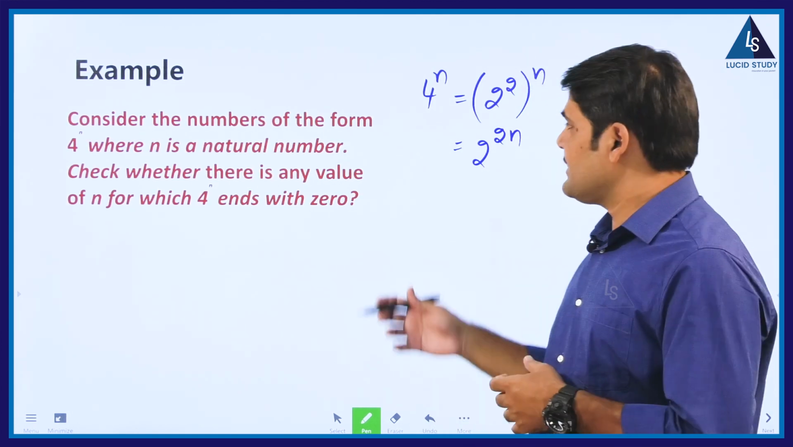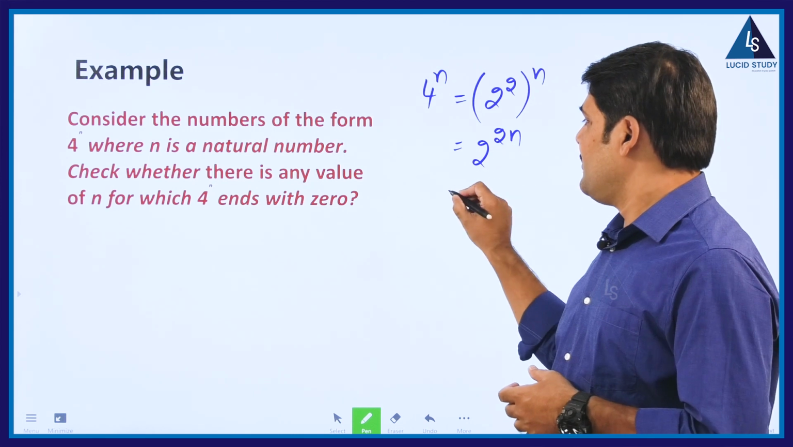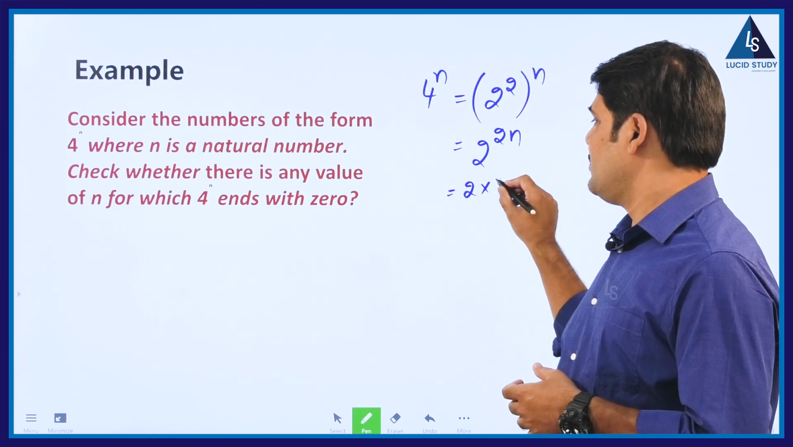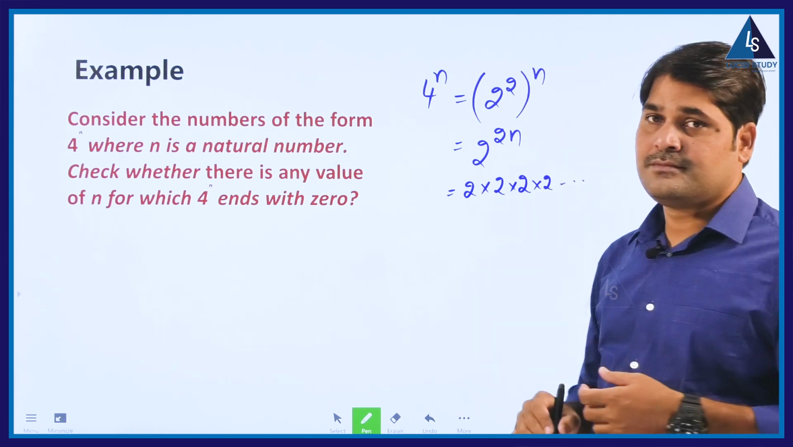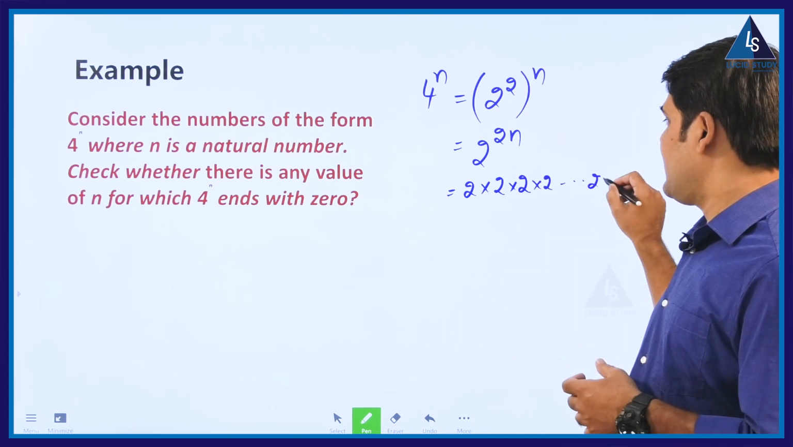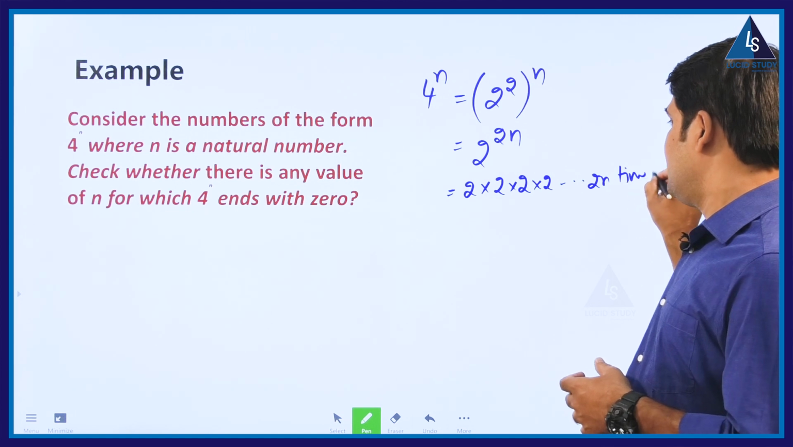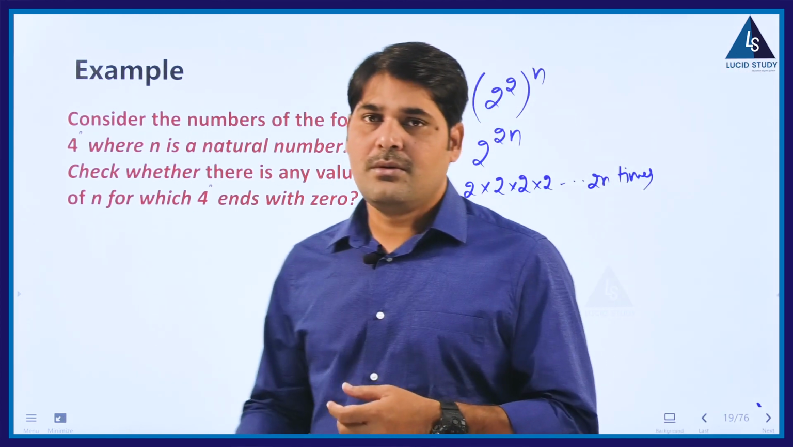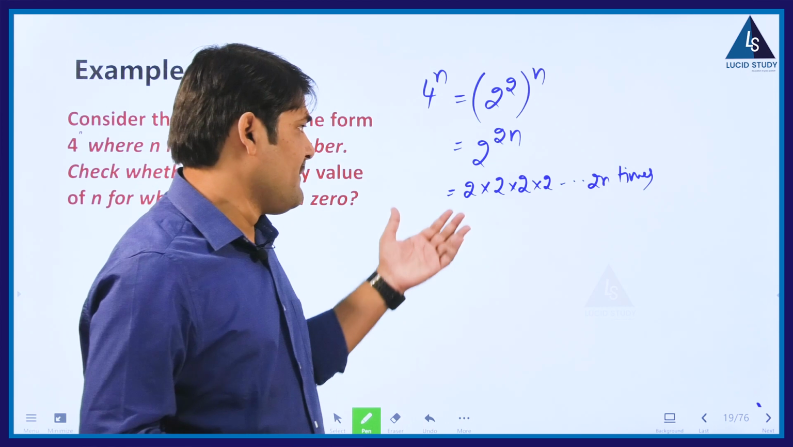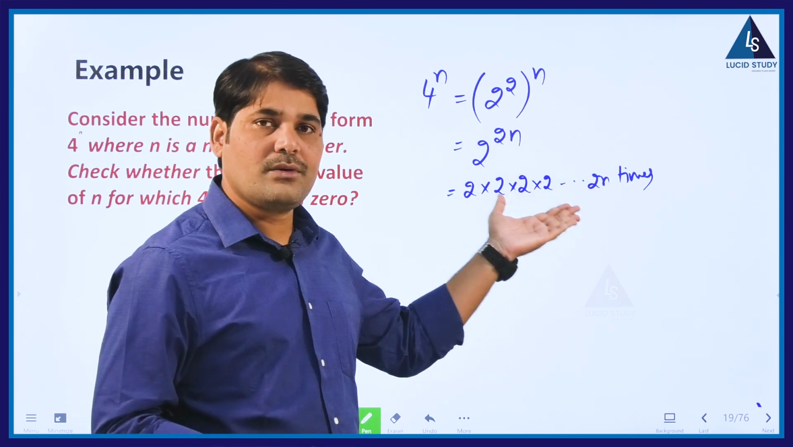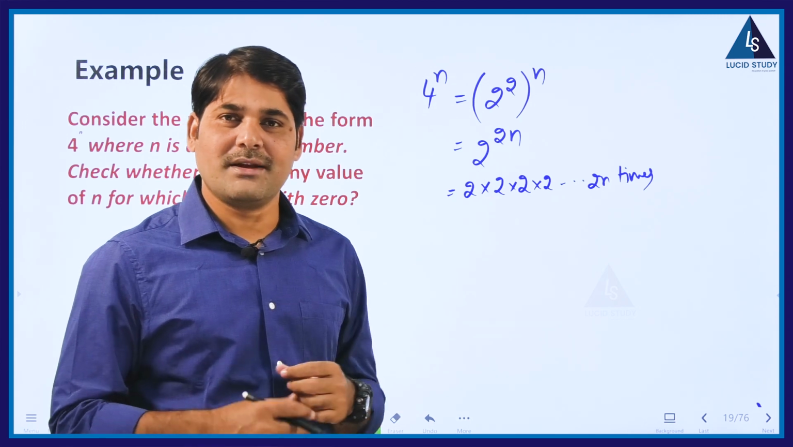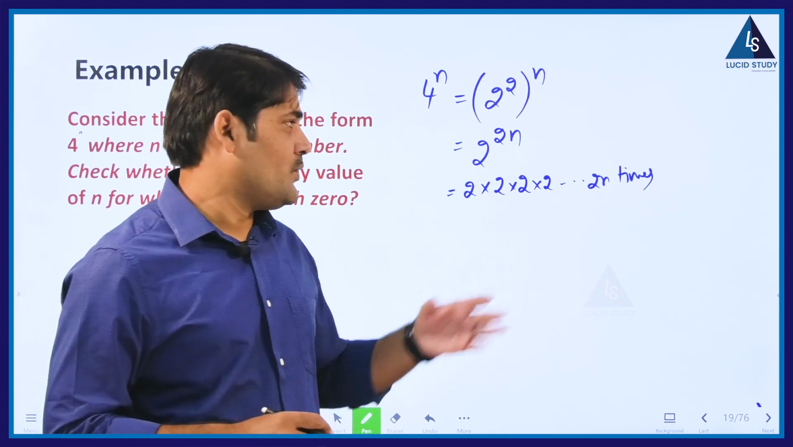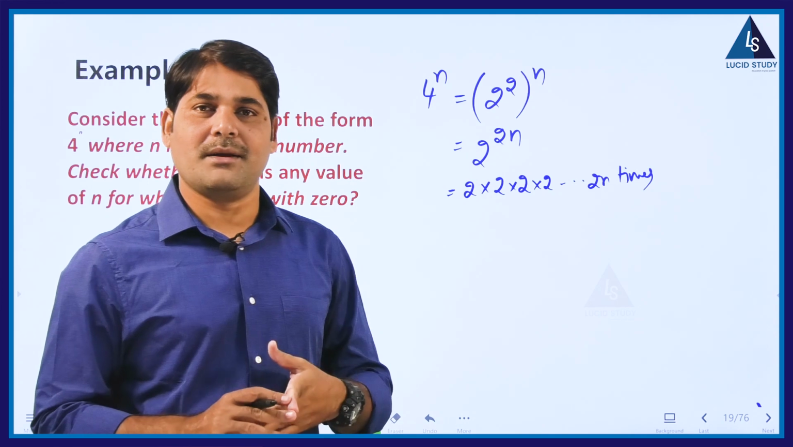That means in the expansion of 4 power n, we have only 2s: 2 into 2 into 2 into 2, and so on, up to 2n times. 2 power 2n is nothing but 2 into 2 into 2 up to 2n times. So what do you mean by this? Here you are multiplying 2 all the time.